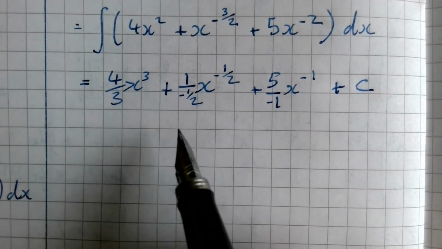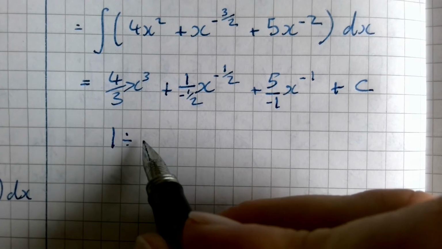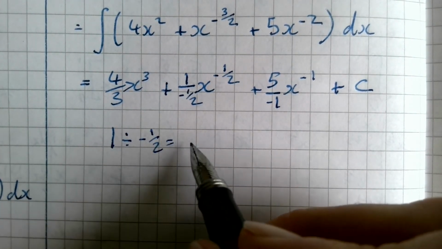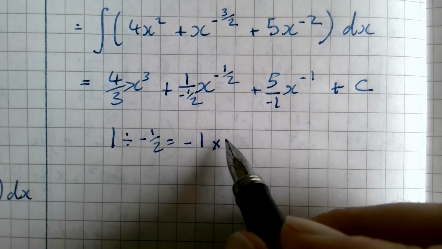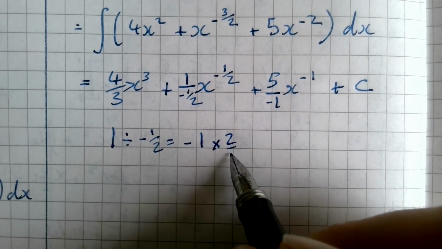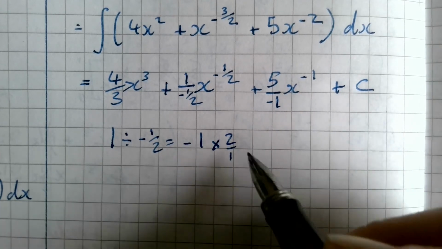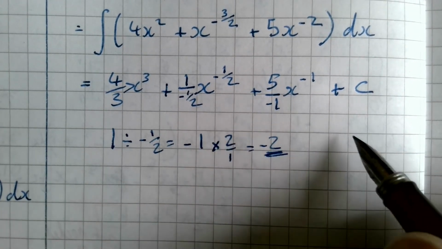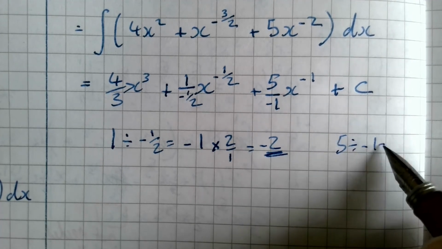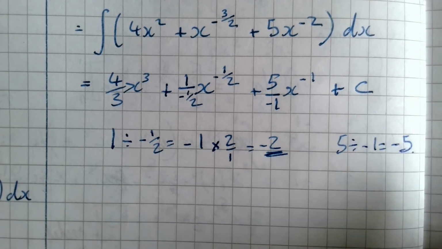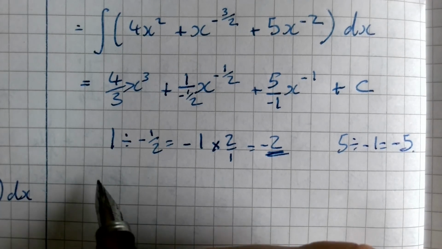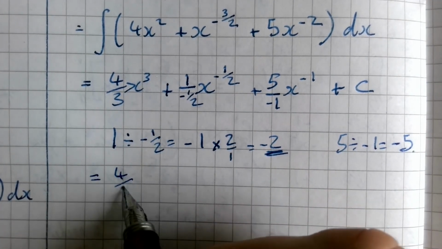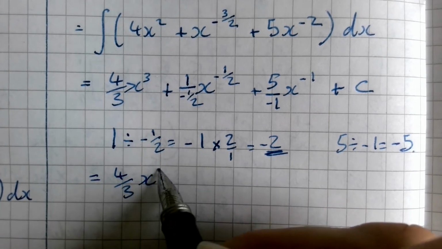How about this? 1 divided by negative 1/2. Well, we know that's going to give us a negative, so it's going to be times by the other way. We've already had this one once today, haven't we? So that's going to give us negative 2. And this one here, 5 divided by negative 1, is going to be negative 5, isn't it? So that's just my coefficient working out, that's going to give us 4/3 x cubed.